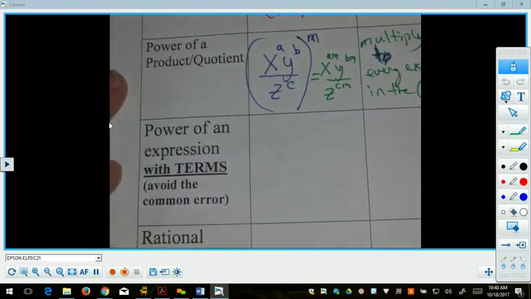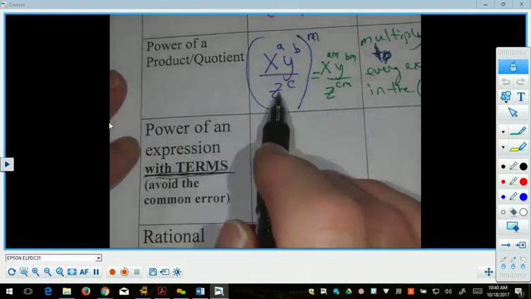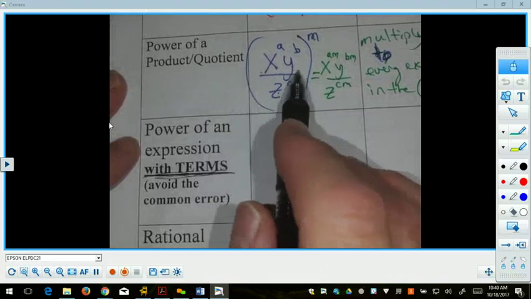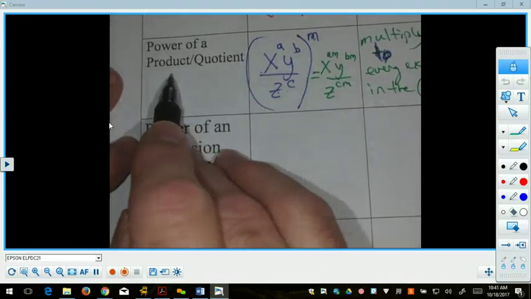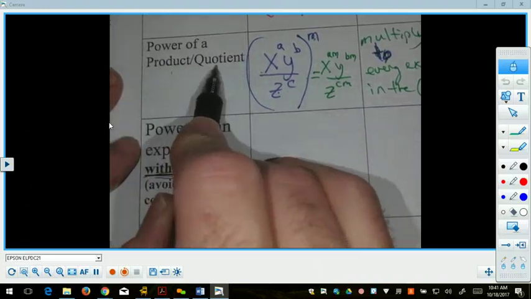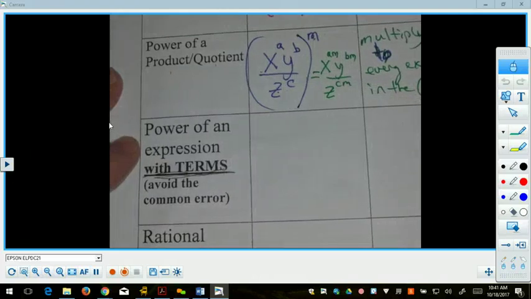No. So I don't have expressions or terms, okay? They don't have terms. There's no terms in there. Those are just each their own factor. Notice the rule is power of a product or power of a quotient. So that's when I distribute this exponent to the other exponents.